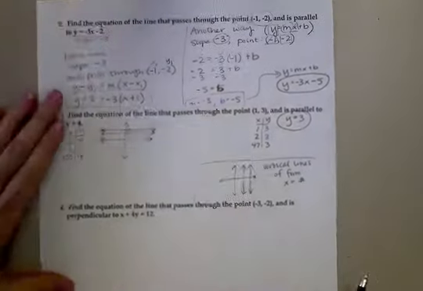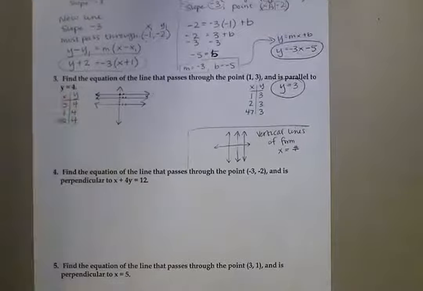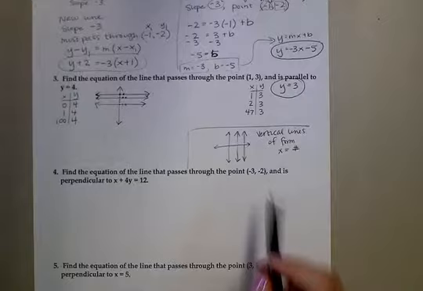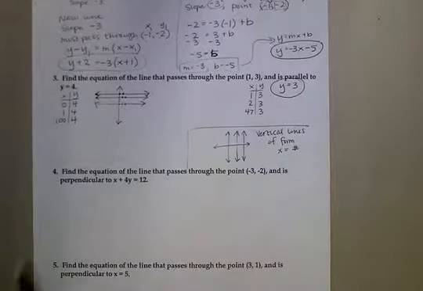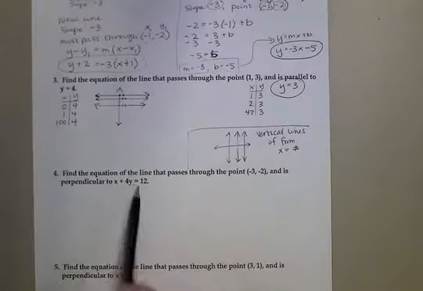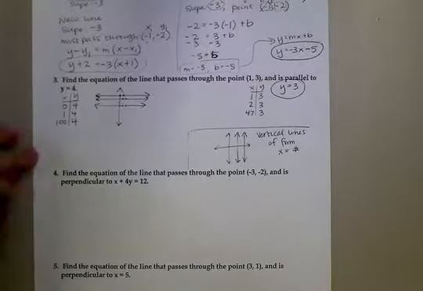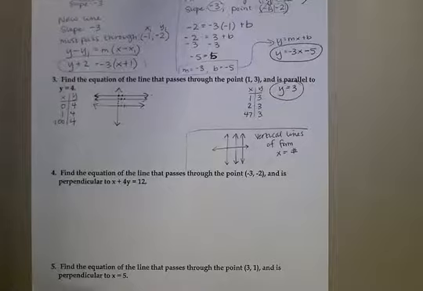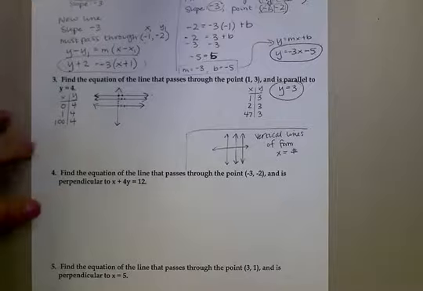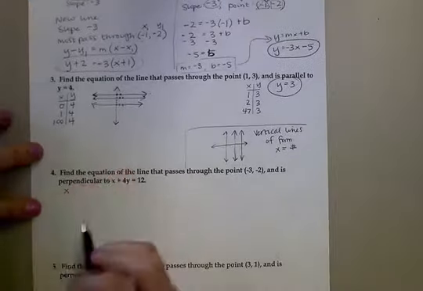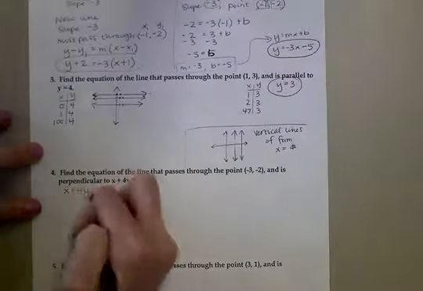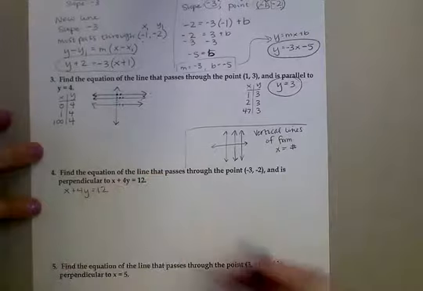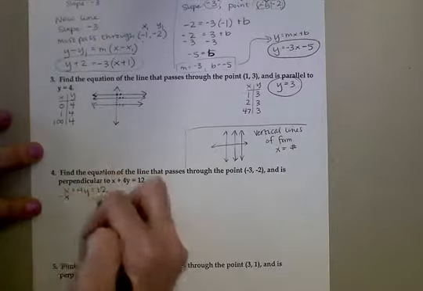All right, let's go ahead and look at the next example dealing with perpendicular lines. So we're supposed to find the equation of a line that passes through this point, -3, -2, and is perpendicular to x plus 4y equals 12. Now, we need to examine the slope, and it's hard to tell the slope from this form of the equation. So let's put it in slope-intercept form so we can more easily see the slope. So we're starting with x plus 4y equals 12. Let's get that y by itself.